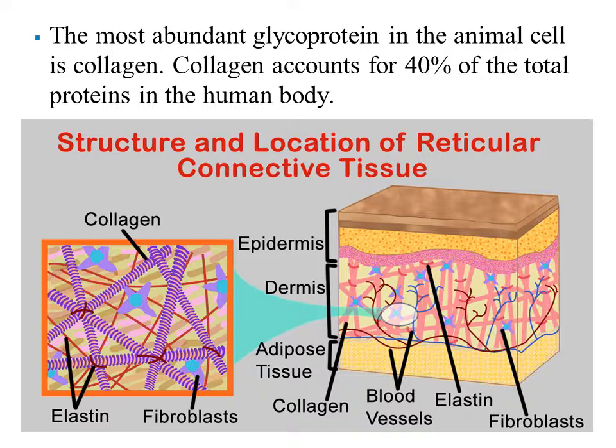Again, outside of some cells, you'll see the matrix. The matrix is nothing but proteins and sugars all interconnected together. In that picture to the left, we're looking at the matrix. And in that matrix, you see the most abundant protein is collagen.